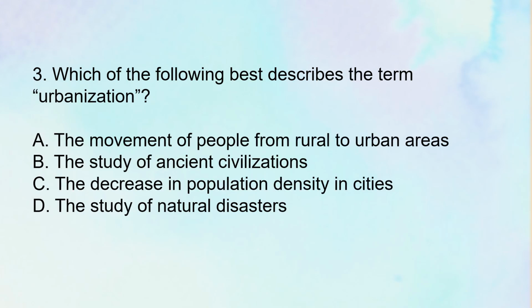Number 3, which of the following best describes the term urbanization? Letter A, the movement of people from rural to urban areas. Letter B, the study of ancient civilizations. Letter C, the decrease in population density in cities. Or letter D, the study of natural disasters.